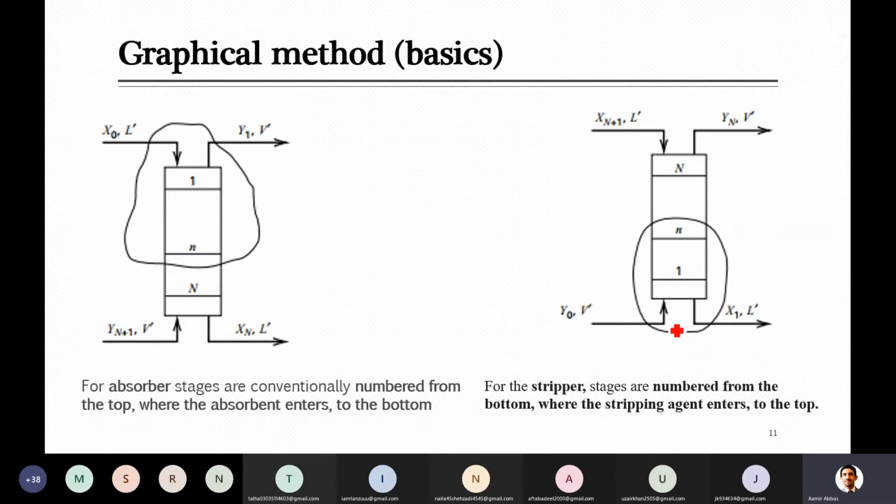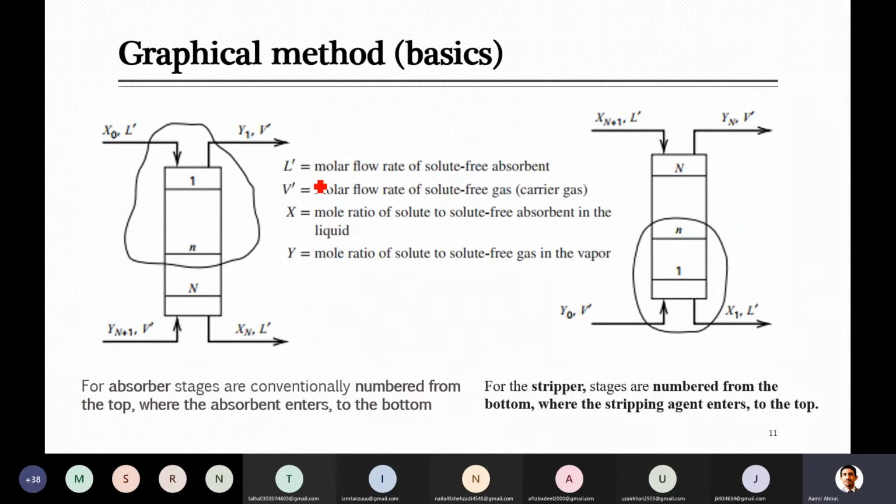Now that you know how they are numbered, you can identify the symbols mentioned: x naught, y1, xn plus 1 or xn as well on the stripper side. I will talk about these in a minute. Before that, the flow rate of the liquid is usually represented with a capital L. Here it is L prime, that is the molar flow rate of solute-free absorbent.